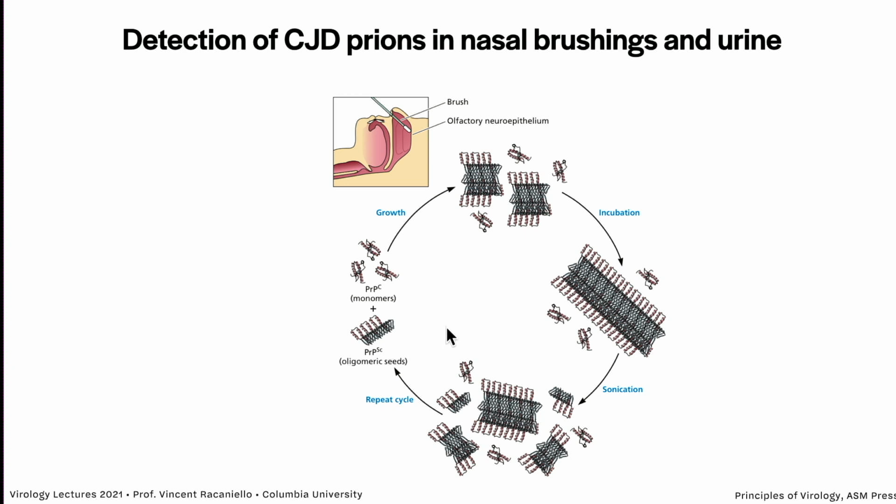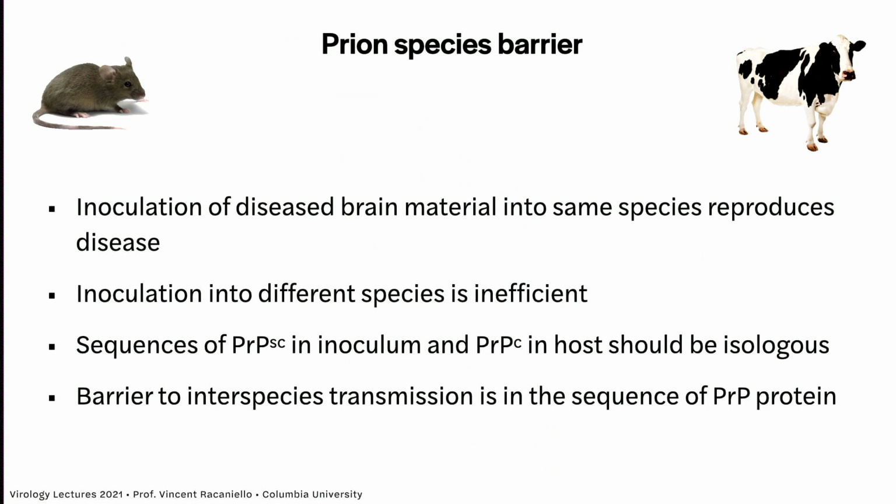So now we can check urine and blood of people. We can check cows for them as well. So that's all good. The last thing I want to talk about is the species barrier. You can put diseased brain material into the same species, and that's fine. But different species, it's inefficient.